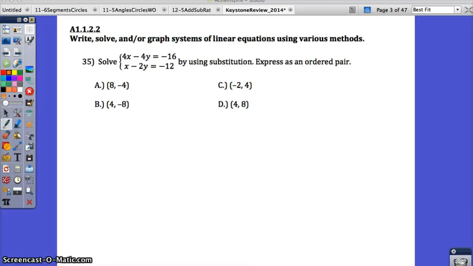This next video is going to go over the problems dealing with solving, writing, or graphing systems of linear equations. 35. Solve this system by using substitution expressed as an ordered pair.